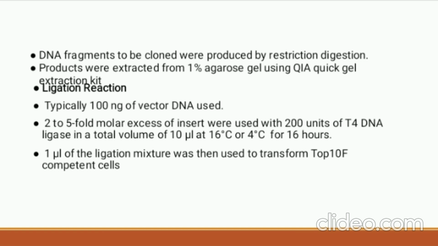Now, when we insert the vector and the gene of our interest in one place, we have to ligate them. For that purpose, typically 100 ng of vector DNA was used, and the insert was added at 2 to 5 fold molar excess with 200 units of T4 DNA ligase in a total volume of 100 microliters, at a temperature of 16 degrees for 16 hours. 1 microliter of the ligation mixture was then used to transform Top10F competent cells.